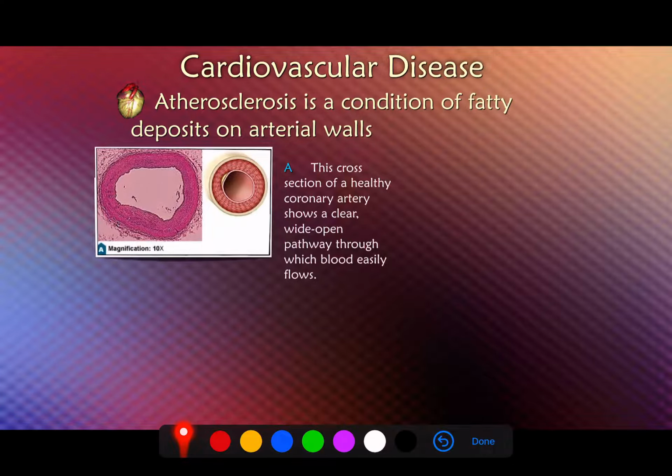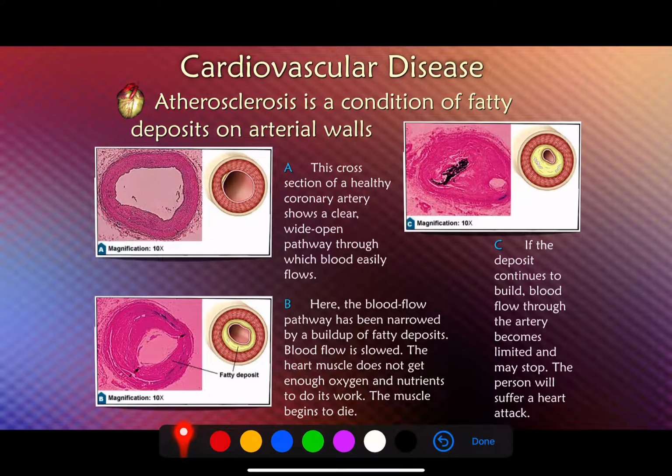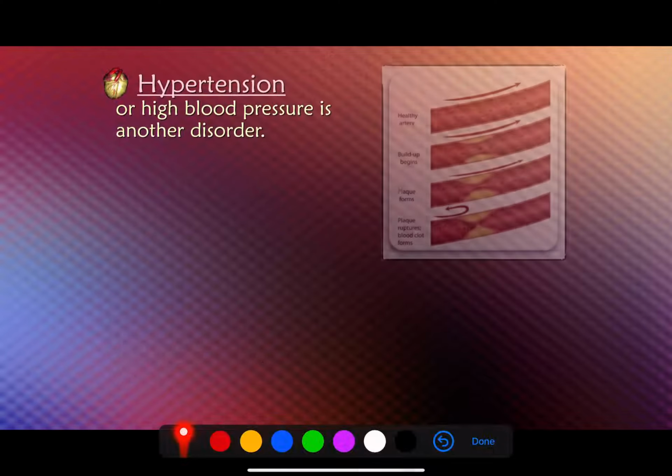So here, this is magnified 10 times. This is a cross section, so in other words, it's like an artery was cut and you're looking into it. And this shows a really clear, wide open pathway where blood can easily flow. Now here, you can see that there's a buildup of fatty deposits so that there's not as large an area for blood to flow. So the heart muscle isn't going to get enough oxygen and nutrients to work, so it could begin to die. Now here, if those deposits continue and continue, then that flow can stop, and that is when a heart attack would happen.